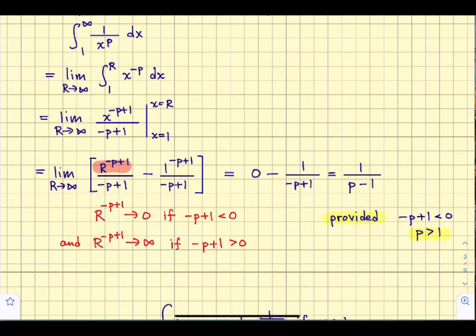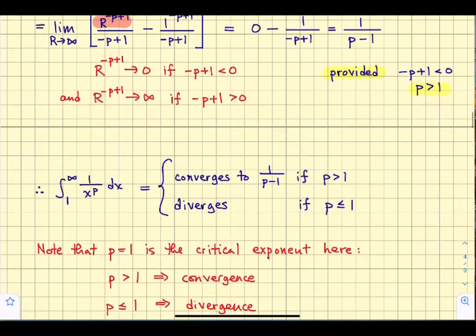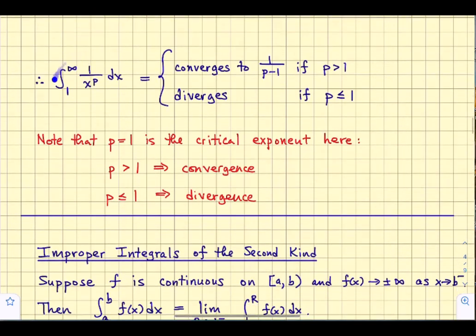And on the other hand, if p is less than or equal to 1, we saw that this integral would diverge. So let's summarize our results here. For p integrals of the first kind, they converge if the power p is greater than 1, and when they do converge, they converge to the value of 1 over p minus 1, and they diverge if p is less than or equal to 1.